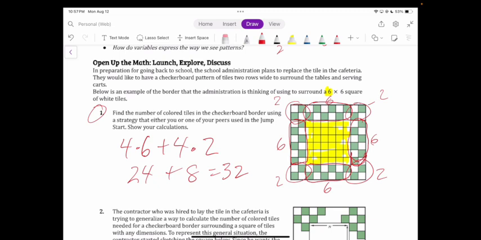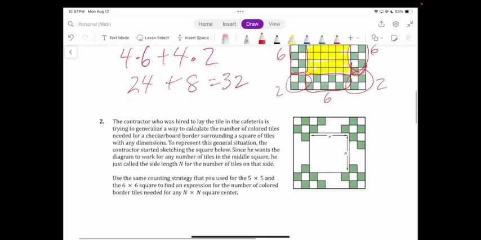So now what we raised in class was, well, what if you wanted any size? Say a customer says, I want size 12. I want a 12 by 12 square in the middle. Can you quickly come up with the number of green squares? So in this problem number 2, we're now replacing a number with a letter. And so instead of saying it's a 5 by 5 or 6 by 6, now it's n by n.